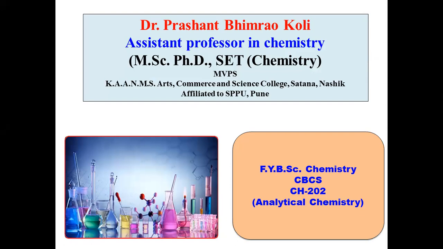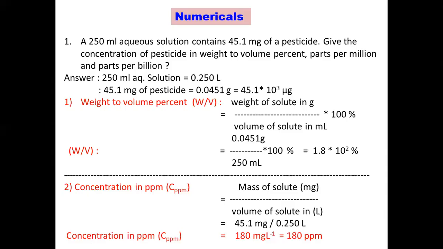Dear friends, we are discussing the analytical chemistry chapter for the chemistry syllabus, choice based credit system, for the course CS202. In the previous lecture, we discussed some important topics related to this chapter, that is calculations in analytical chemistry: molarity, molality, the mole concept, and numericals based on the mole concept. These are the important topics we covered in the last videos.